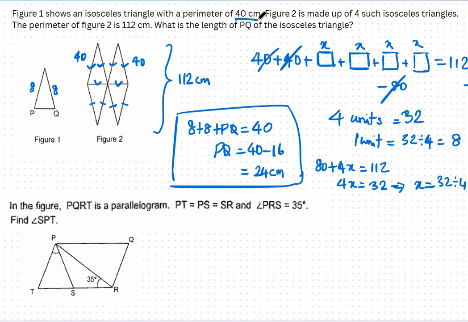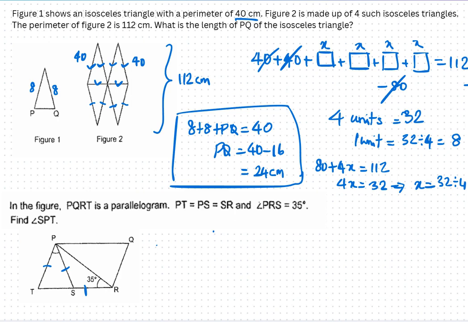Hope that was helpful. Now, in the figure, PQRT is a parallelogram, and PT is equal to PS is equal to SR. Let me mark that down here. Angle PRS is 35 degrees, and we have to find this angle over here.